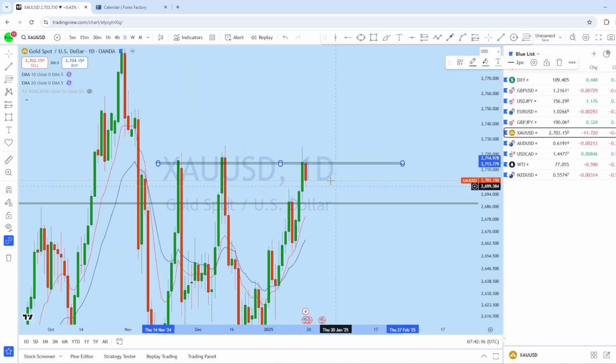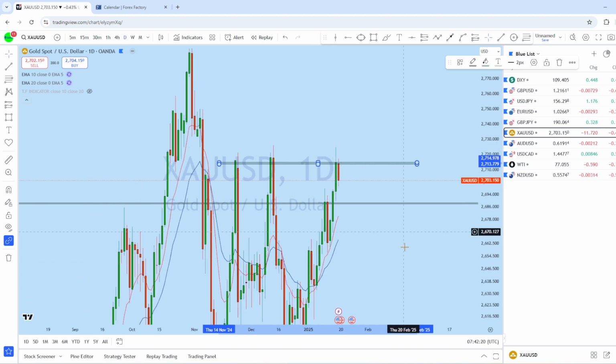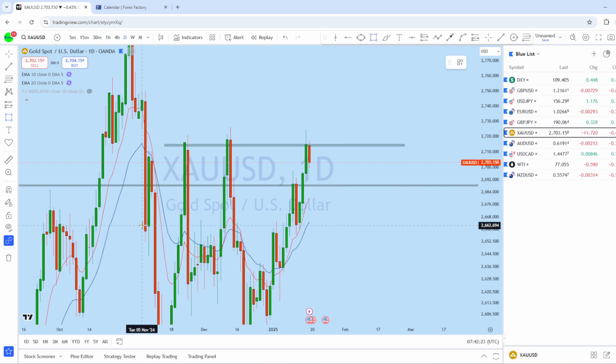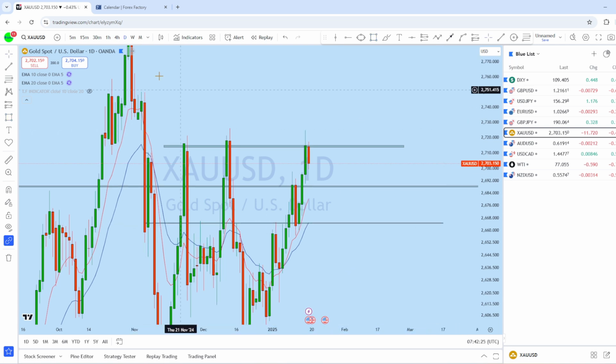What I think is that we might see a potential downside here, as the market has rejected from the top. We can expect the price to come back here to this support level.